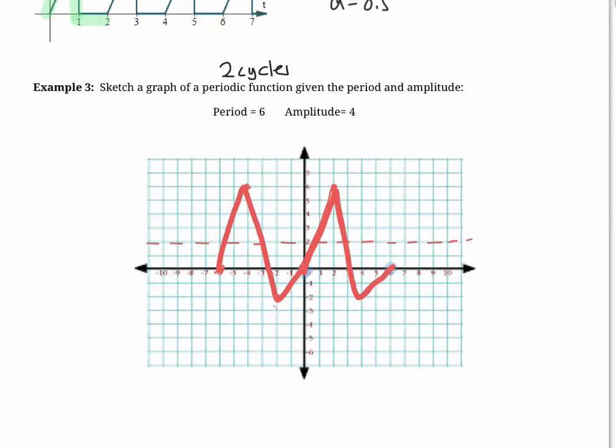So do a quick checklist for yourself. First, did you graph 2 cycles? Check. If not, graph a second cycle. Second, for one of your cycles, is it 6 units long? So actually count it from beginning to end. Is it only 6 units?